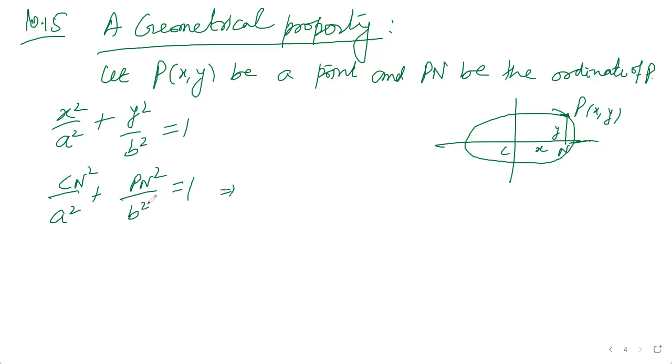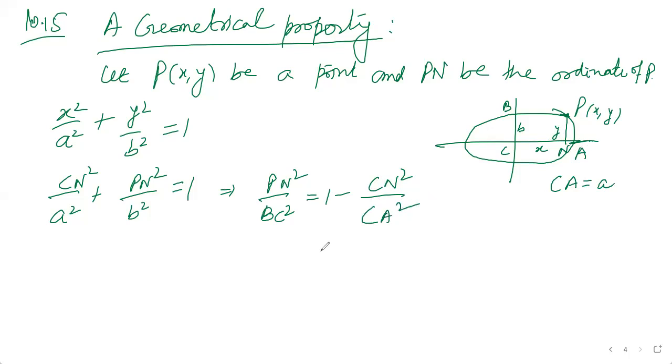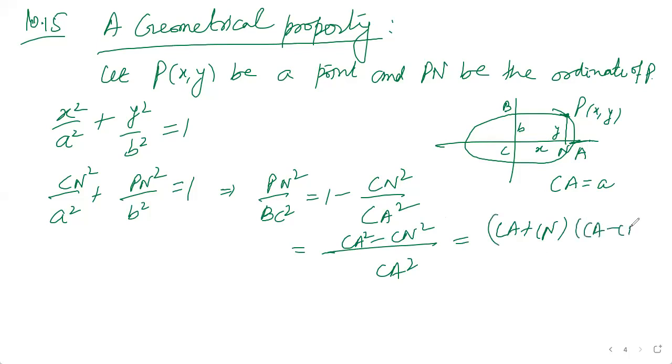Or you can say that Pn square upon b square is how much? What is b? ये आपके पास b था, so this is small b. So b को I can write bc square. So Pn square upon bc square is equal to 1 minus Cn square upon, and a is what? This distance c, and this is your a. So this small a is how much? Ca is a. So I can replace this a by ca square, or you can take LCM ca square. So you will be getting ca square minus cn square. A square minus b square, you can factorize it, ca plus cn and ca minus cn upon ca square, and ca plus cn, ca plus cn, है ना.